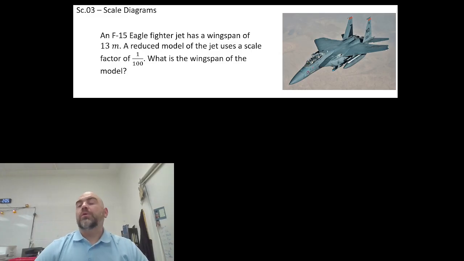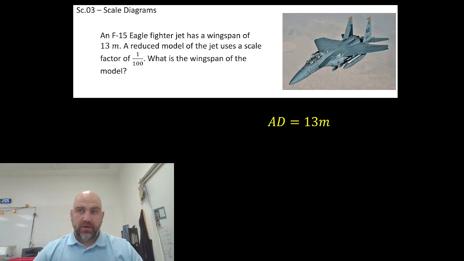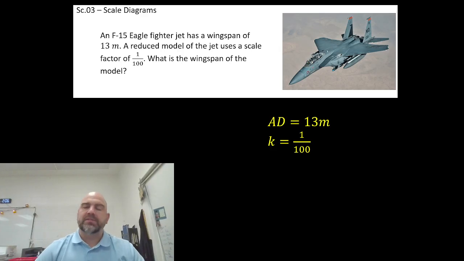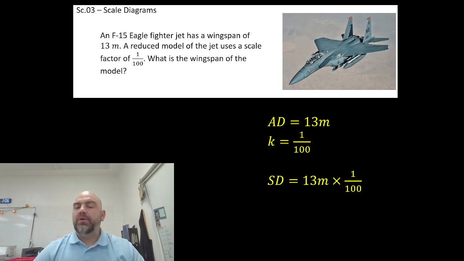All right, let's go through this question. Let's see how you did. First of all, we want to figure out what information we have. We are given the actual wingspan of the fighter jet, so therefore that's going to be our AD, our actual dimension, not our model dimension. That's what we're trying to find. Then we're given our K value, which is 1 over 100. I'm going to leave it as a fraction. If you want to put it as a decimal, you gladly can. It's 0.01.